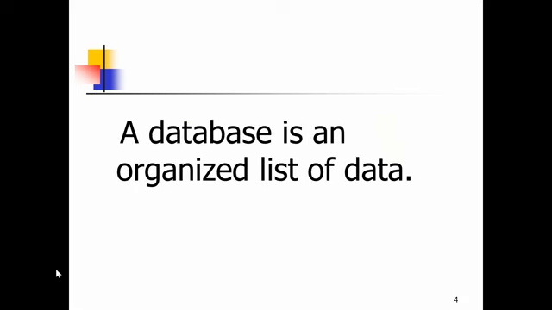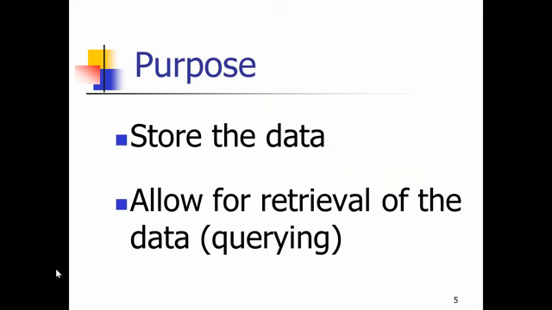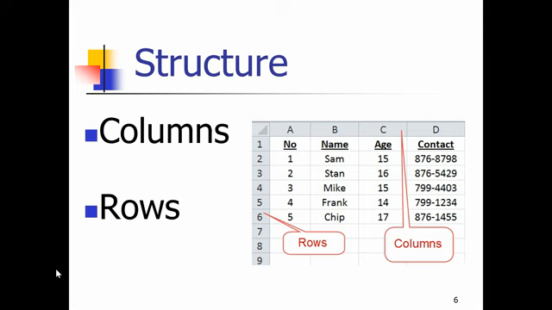A database is an organized list of data. The purpose of a database is to store the data and allow for retrieval of the data, which we call querying. The structure of most databases is in columns and rows. Where you see column A, row 1, that is the record number, and that's how the computer is able to find all data. For example, C6 is the number 17.